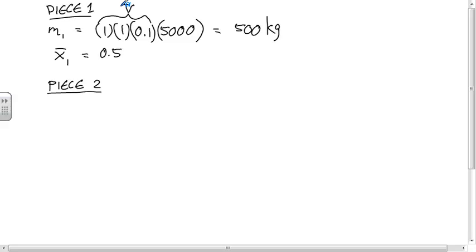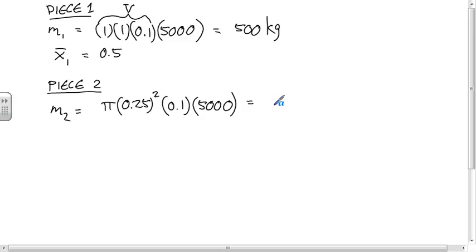And piece 2, the area is pi, the radius is 0.25, so pi r squared, then times the thickness, and then we're multiplying that by the density. So you get a mass of 98.17 kilograms.